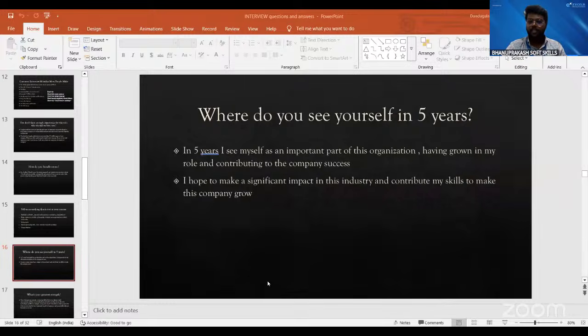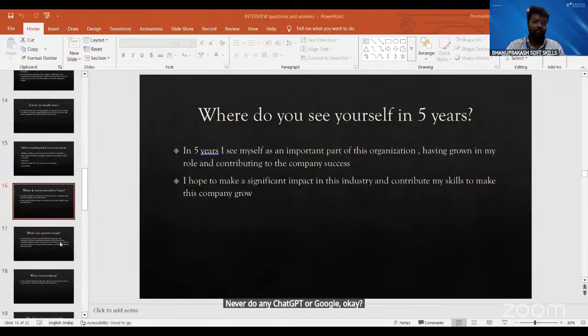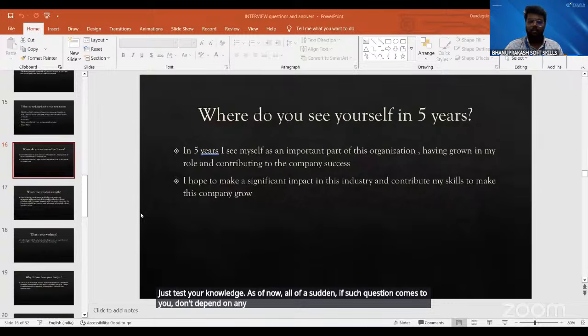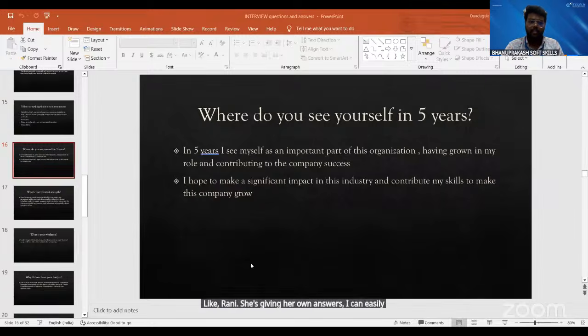See, try to give your answers on your own. Okay. Never use ChatGPT or Google. Just test your knowledge. As of now, if all of a sudden such a question comes to you, don't depend on the internet. Instead, think and give your own answer. Like Rani, she's giving her own answers. I can easily sense it. So you can give your own answers in such a way. If you are answering on your own, then that's a great thing.